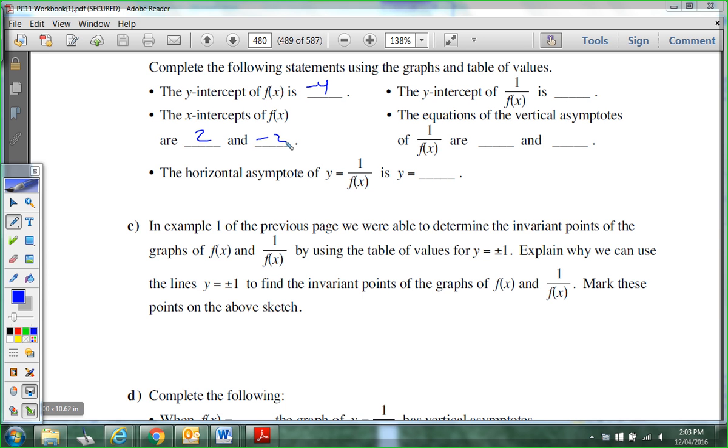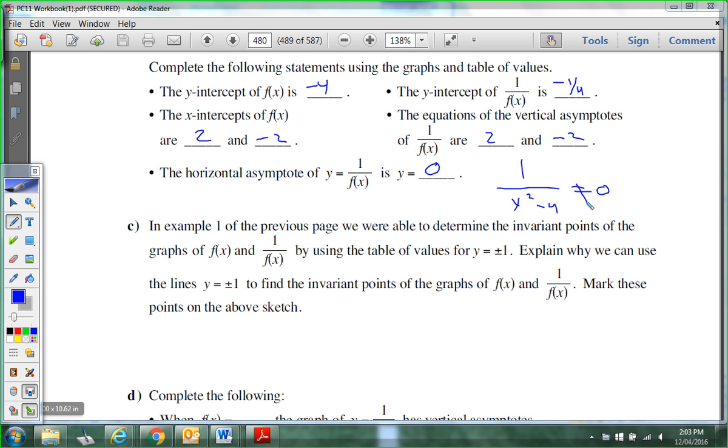The y-intercept of 1 over f of x is -1/4, conversely. And the equations of vertical asymptotes are 2 and -2. The horizontal asymptote, again, is still 0. Okay, again, that is because, and I'm probably not saying it very well, but no matter what, this equation can never equal 0 for the y. So that creates a horizontal asymptote at 0.